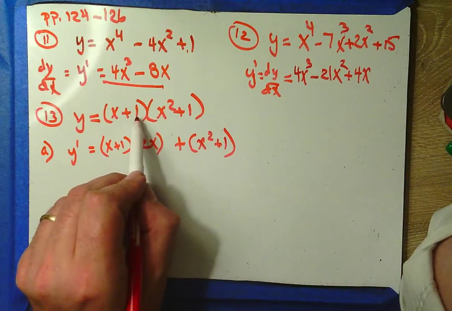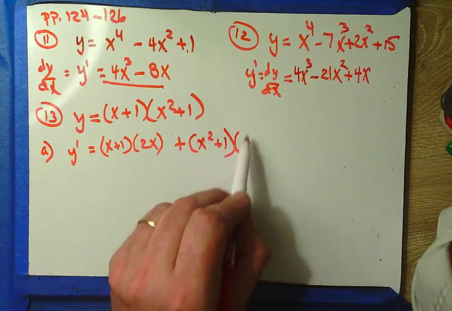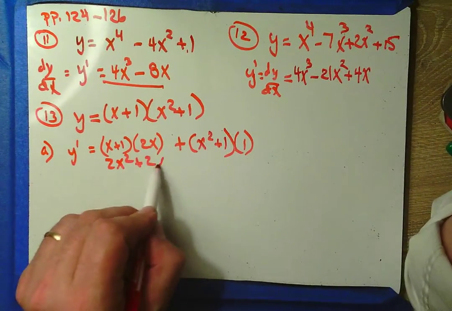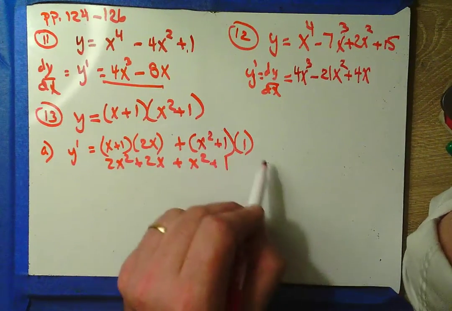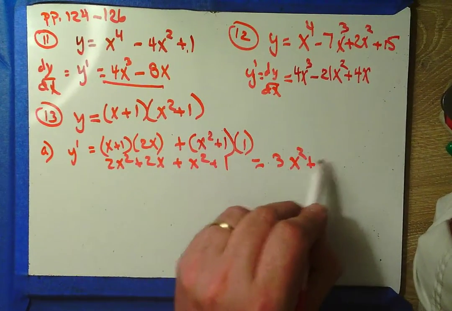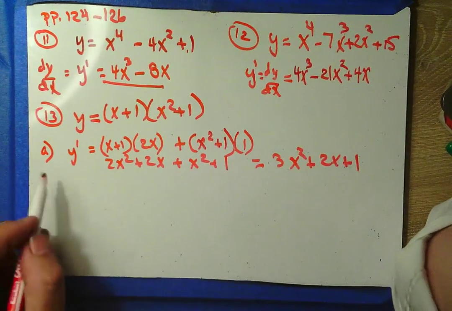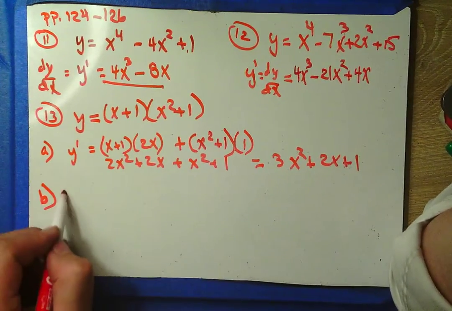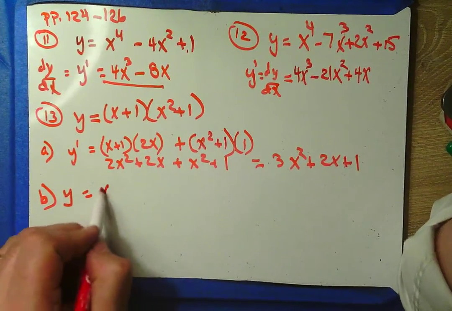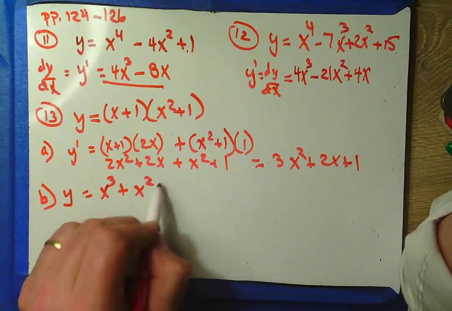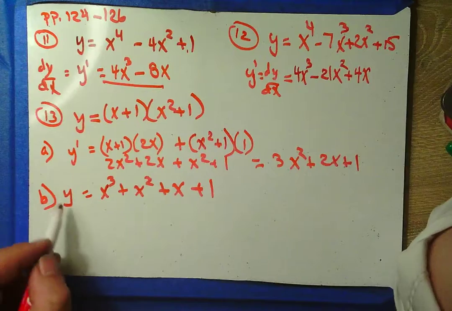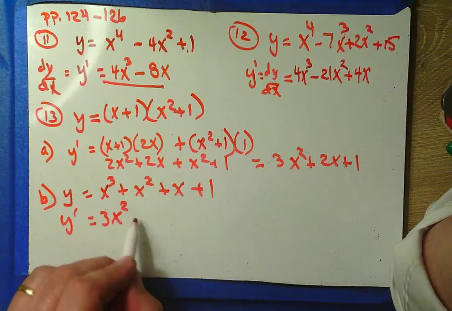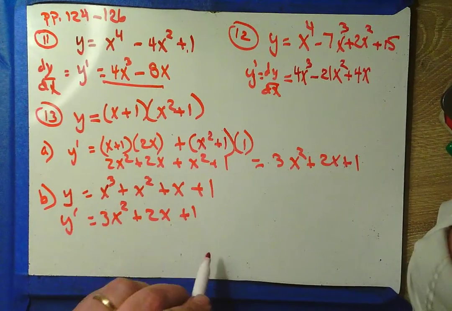Well, we know the derivative of 1 is 0, and the derivative of 1x is 1. So if I tidy this up, I'm going to have 2x squared plus 2x plus x squared plus 1, which is 3x squared plus 2x plus 1. They also asked us to do this problem in part B by actually foiling it out. So I get y equals x to the third plus x squared plus x plus 1. And so y prime is simply the derivative of each of these pieces, 3x squared plus 2x plus 1.